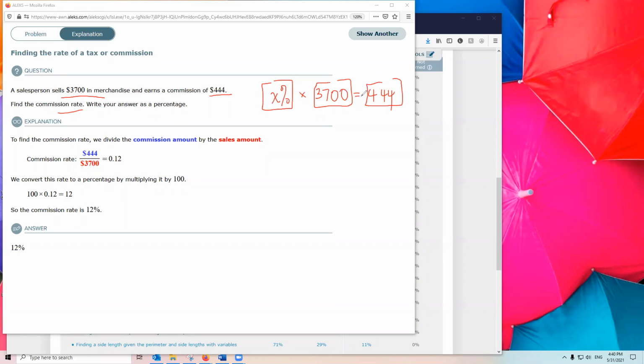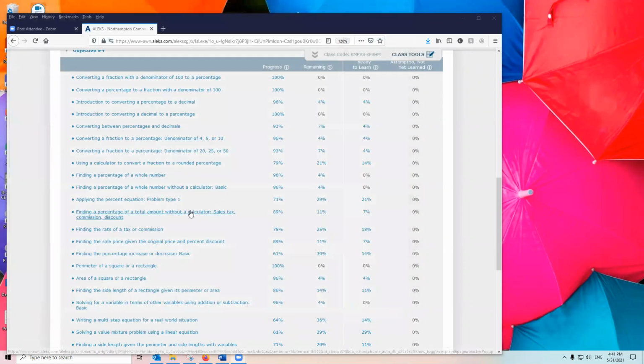Well, one thing I could do here is I could just divide both sides by 3,700 because I want to get X by itself. All right, well, if I do that, I'm going to end up with X equals 0.12. But they want the answer as a percentage. So I could just move the decimal point 2 places to the right. That gets me 12%. So the commission rate here was 12%. All right.